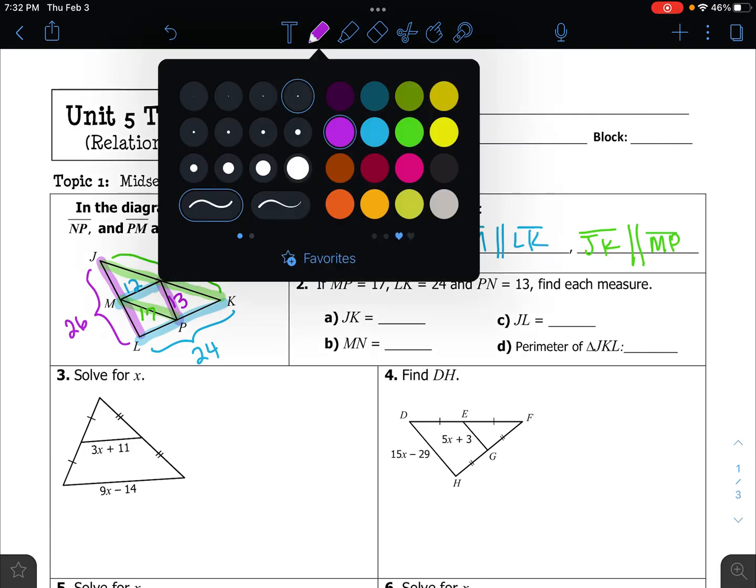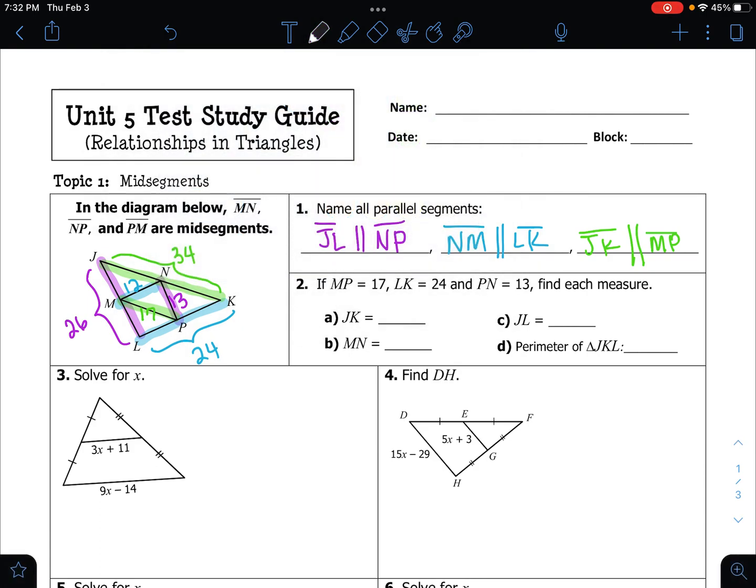Okay, and now we can go ahead and answer all of these. So JK, if I look over here, is 34. MN is 12. JL is 26. And the perimeter is going to be us adding the 26, the 34, and the 24 on the outside of the triangle. 6, 7, 8, 84.